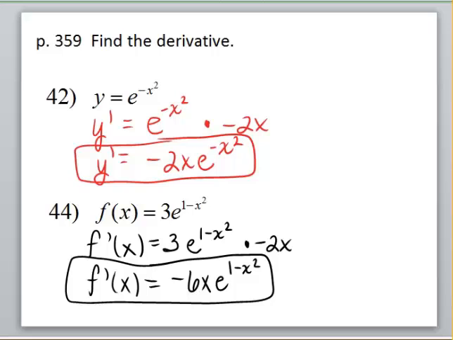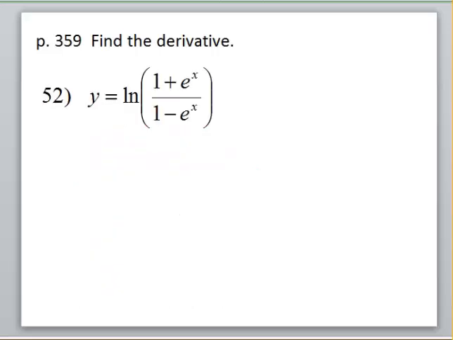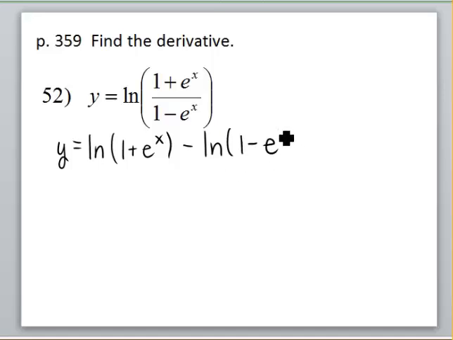As I look down at the next problem, this one is a little bit more complicated because it's got the ln in there as well. We're going to make this less complicated, first of all, by simplifying. We're going to use the log properties. The log properties say that if we have something being divided, we can break those two things up, and we can do that by subtraction. So I'll have the ln of 1 plus e to the x minus the ln of 1 minus e to the x.